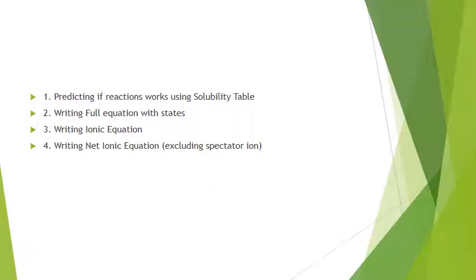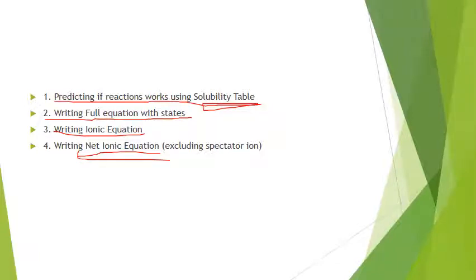So, just like single replacements, we're going to predict if they actually take place, but now instead of the activity series, we're going to use the solubility table. Then we're going to write the equation again with all its states. We're going to write an ionic equation and then a net ionic equation. We won't be writing half reactions. The net ionic equation will tell us what we need to know about the equation.